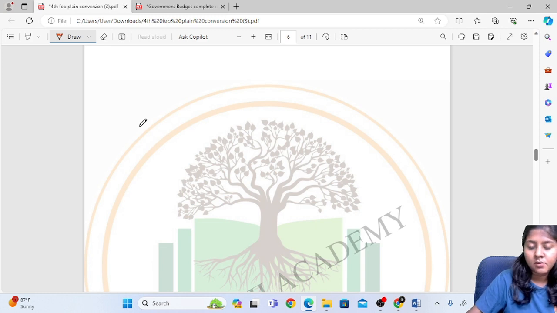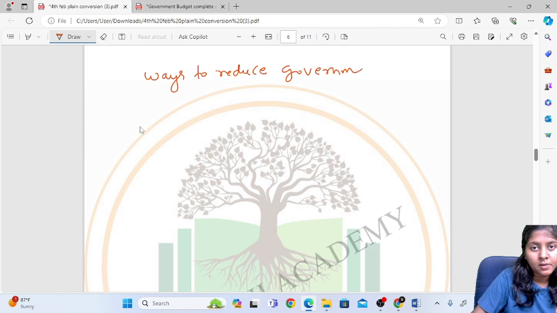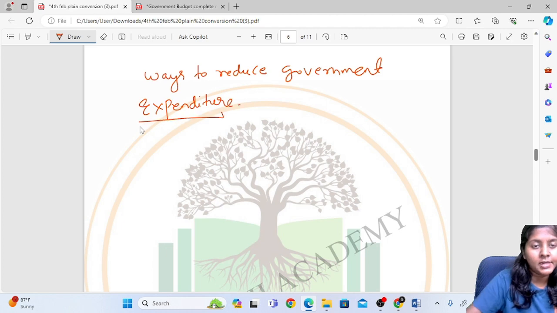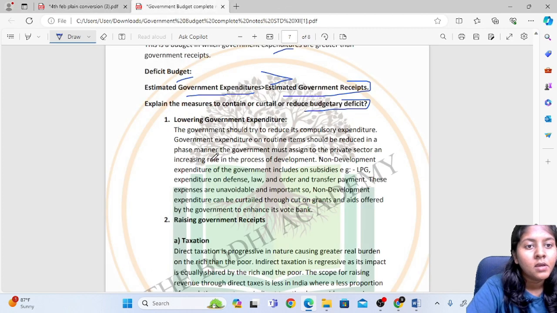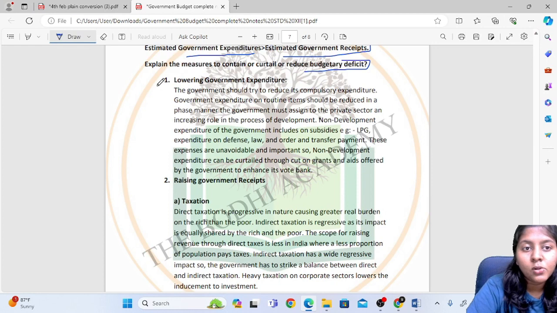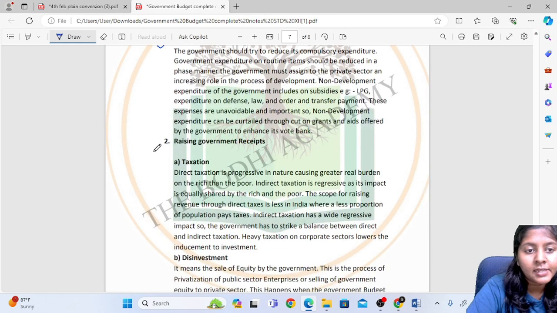Ways to reduce government expenditure. Which are the different ways to reduce the government expenditure? First one is that they can lower the government expenditure, and then the second is raising government receipt.